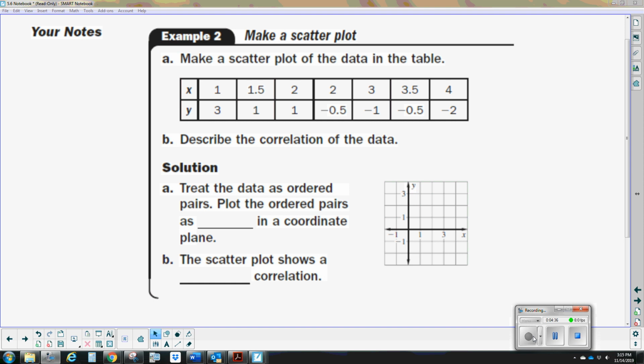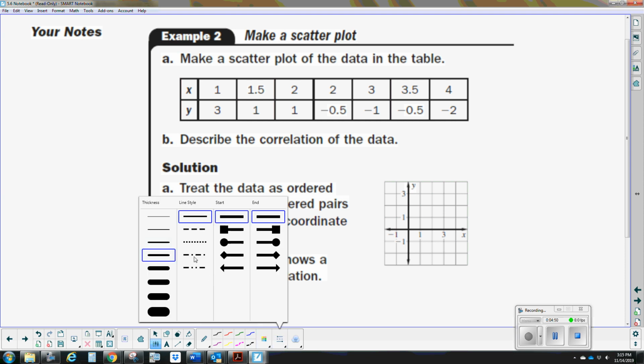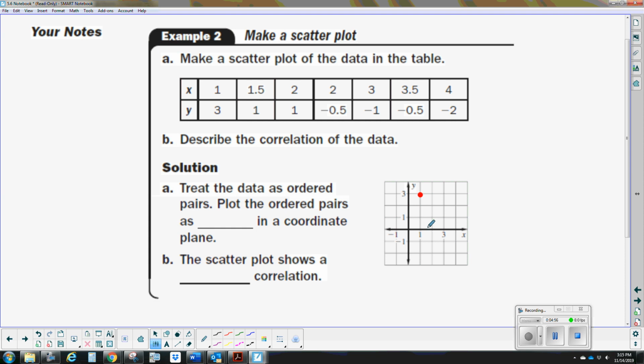All right, let's look at the second example. In the second example, we're making a scatter plot of the data. So I have x values, I have y values. I'm going to go ahead and plot those points, and you can do this on your own paper as well. Okay, so I have the point (1, 3). I have the point (1.5, 1), (2, 1), (2, -0.5), (3, -1), (3.5, -0.5), and (4, -2).